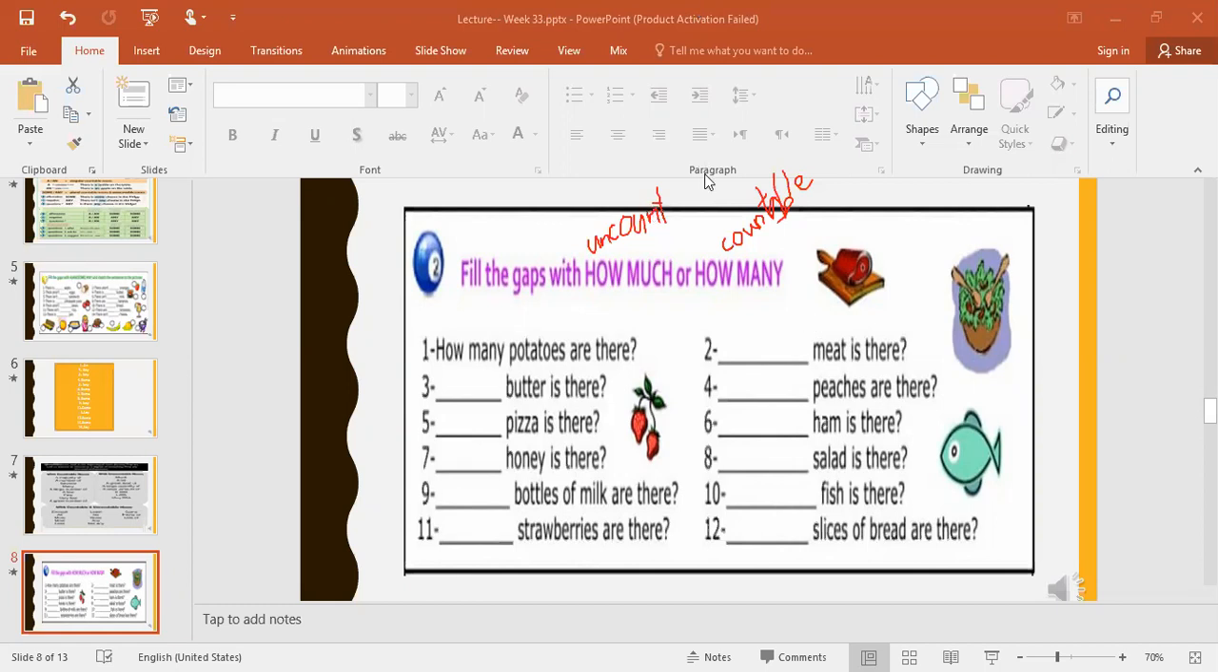Yes, Zainab. How many peaches are there? How many peaches are there? Very good. It could be counted. Noura. How much pizza is there? How much pizza is there?